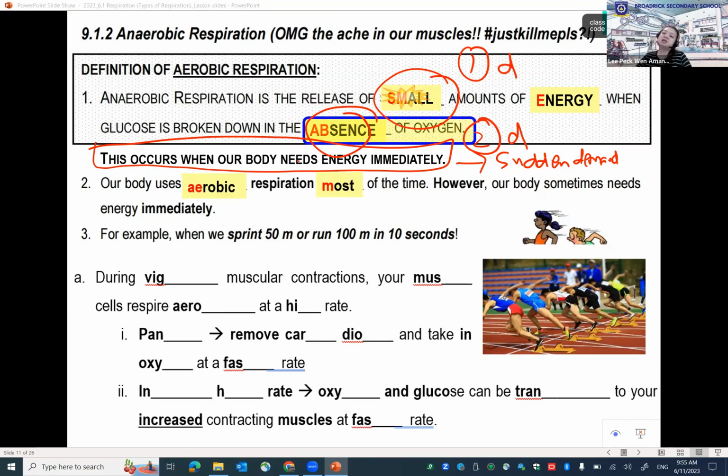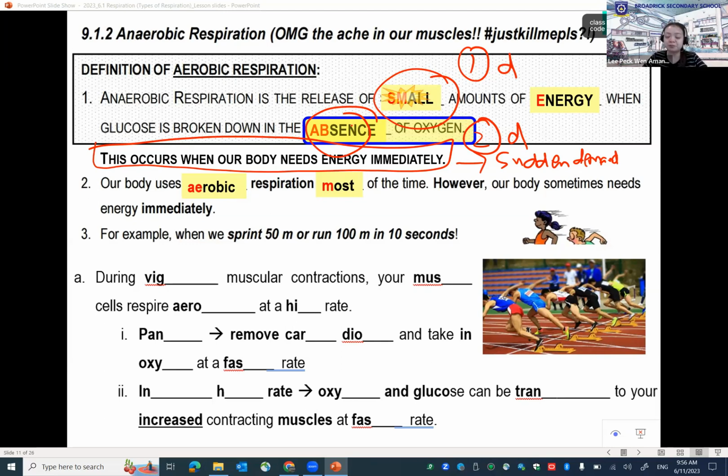Actually, our body likes to use aerobic respiration all the time, because aerobic respiration has the most obvious benefit. It gives us a large amount of energy. So obviously, your body wants more energy, right? So it will always rely on aerobic. But sometimes our body needs energy immediately, and we don't have the luxury of providing oxygen in great amounts all the time, because there is a limit to how fast we can breathe and how fast our heart can beat per minute.